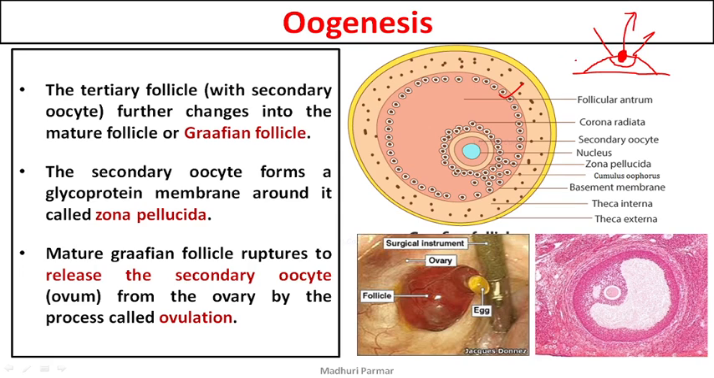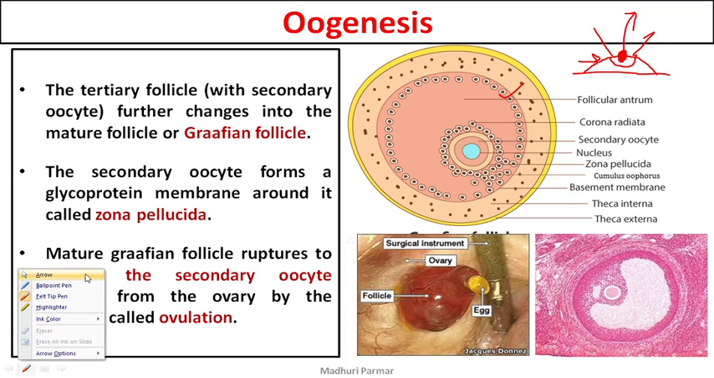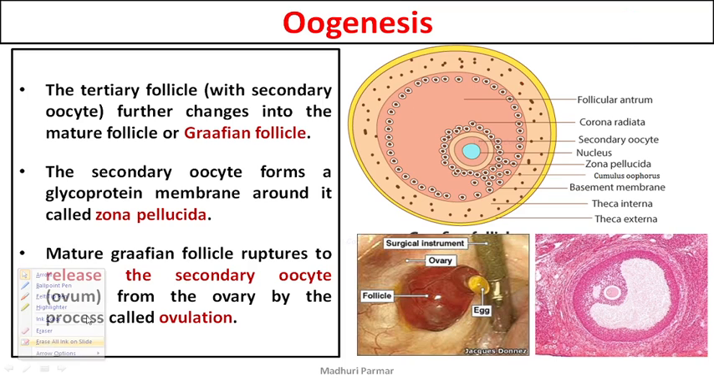ठीक है, तो इस तरीके से दिखता है आपका ग्राफियन फॉलिकल साइड में से 3D में. और आप देख सकते हो कि कैसे सिर्फ oocyte जो है वो ही फट के बाहर निकलता है. ओके, so फटना is rupturing, right? So here the graafian follicle ruptures and releases the secondary oocyte from the ovary by the process known as ovulation. Process का नाम है ovulation.